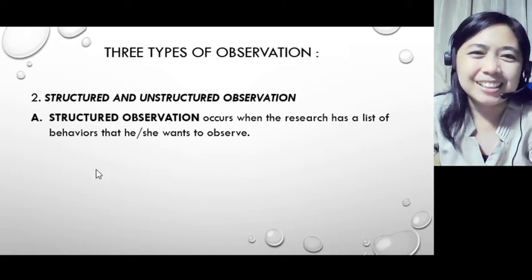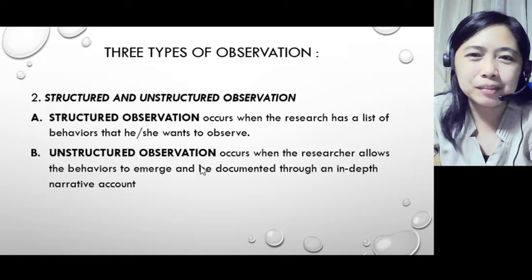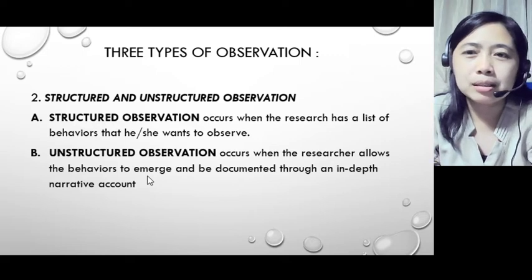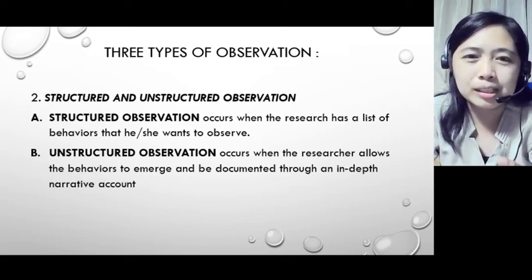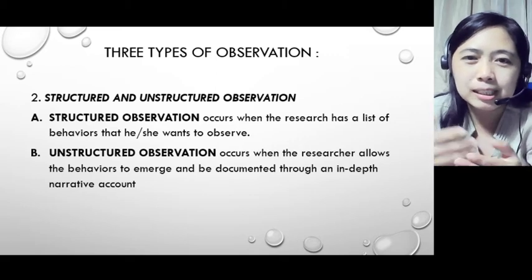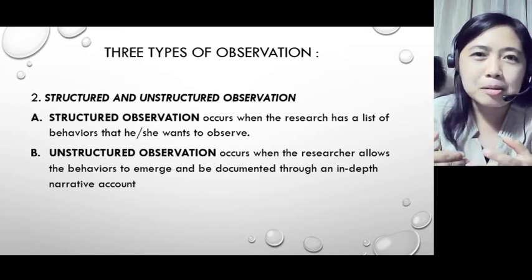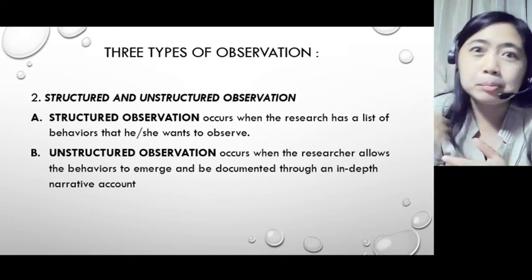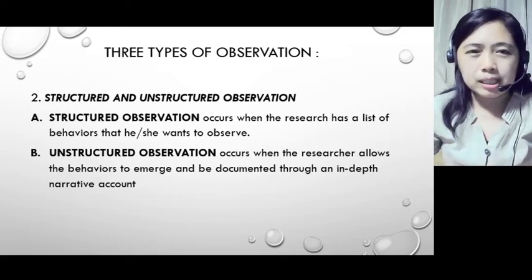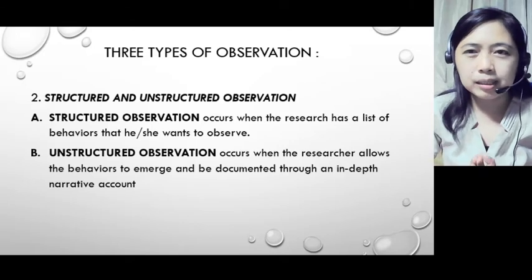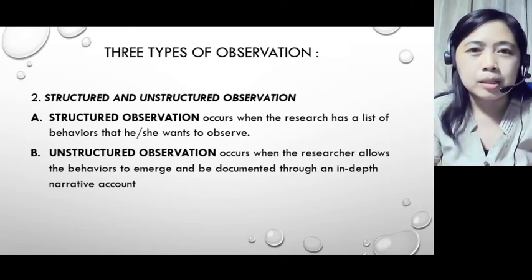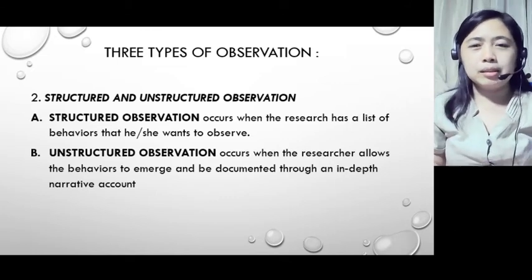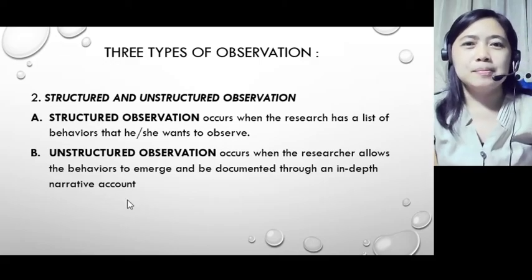Okay. The other part, unstructured observation, occurs when the researcher allows the behaviors to emerge and be documented through an in-depth narrative account. So kanina, unstructured lang siya, siya mismo, a researcher, mahimo siyang parte sa katong observation. Part siya sa document. Mas nindot ni siya, especially inig defending ninyo sa inyong thesis or research, mas ma-defend ninyo kay you are there actively. So mas nindot siya.